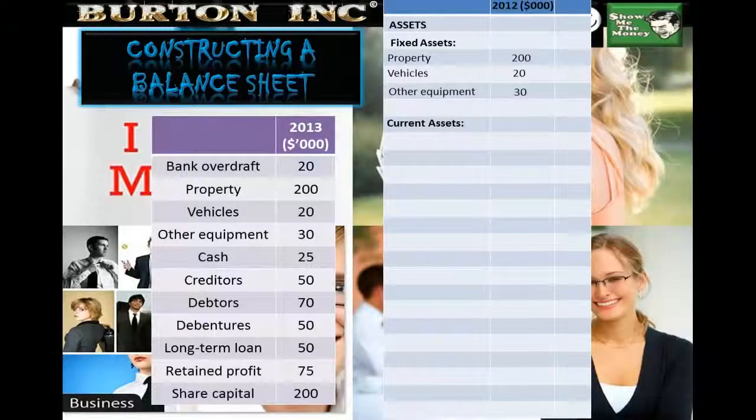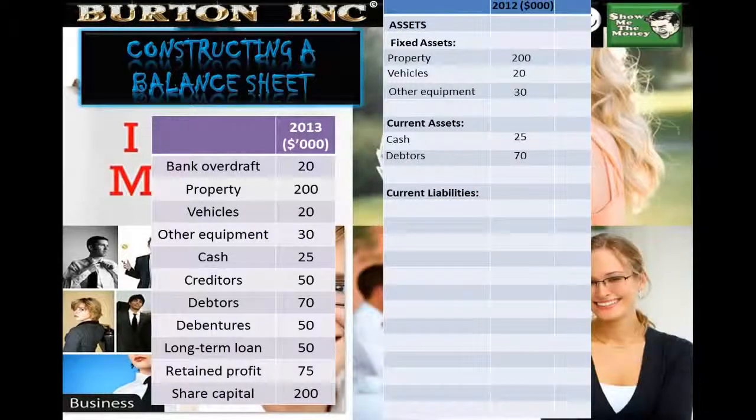Next section in the balance sheet, current assets. Remember, these are assets that are going to be used and sold by the business within 12 months. So we've got cash, creditors or debtors. Do you know which one's which yet? Critically important. Debtors are the people, our customers, that owe us money. These are an asset. Cash, $25,000. Debtors, $70,000. The other key current asset is stocks. It does not look like this firm uses stocks for whatever reason.